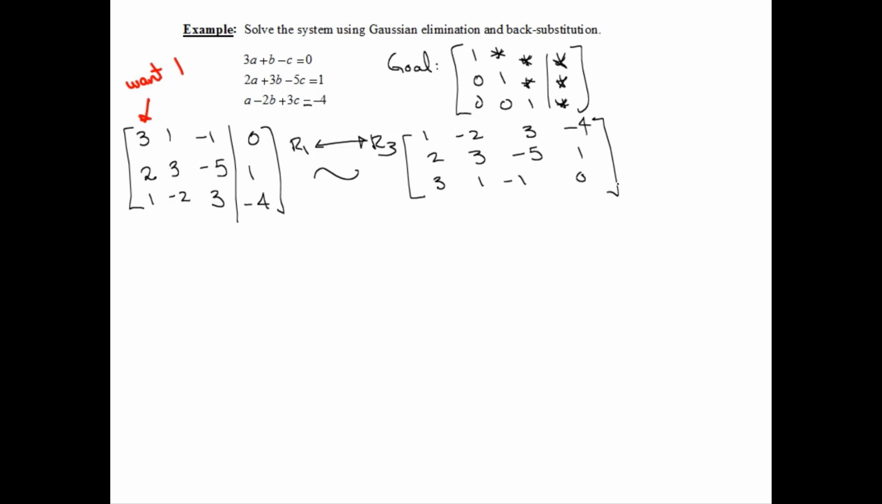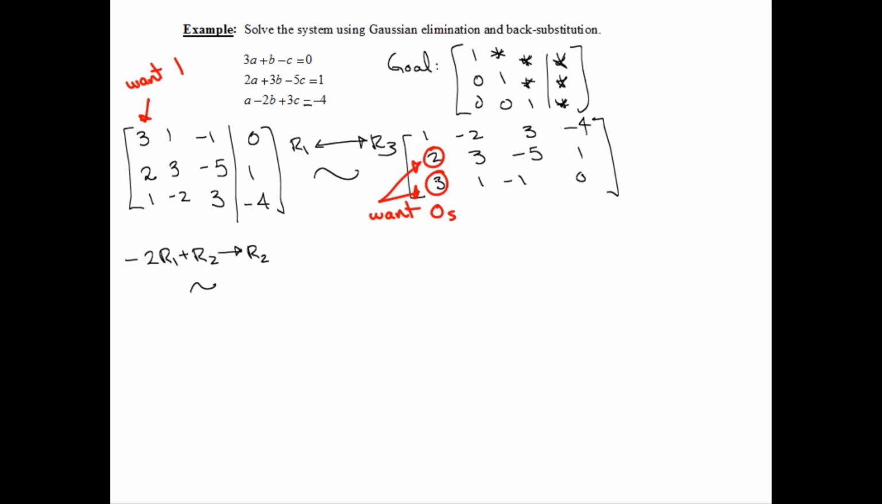Okay, so now once we've got the 1, now we want to get zeros here. So for the first one, we're going to need to do -2 multiplied by the row with the 1 in it, which will be row 1. Add the row you're working on, and then put it back in row 2.